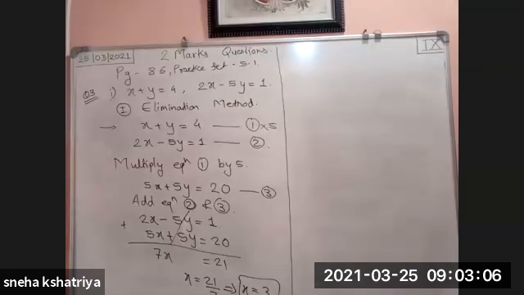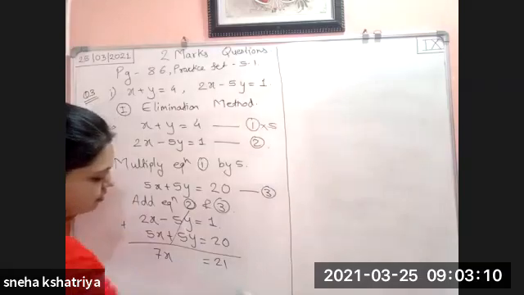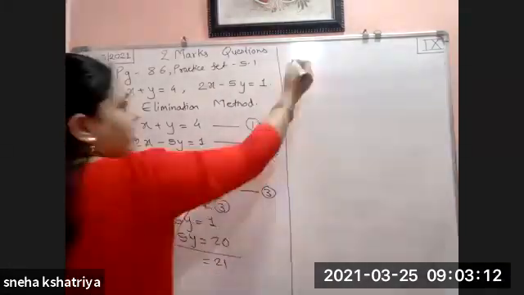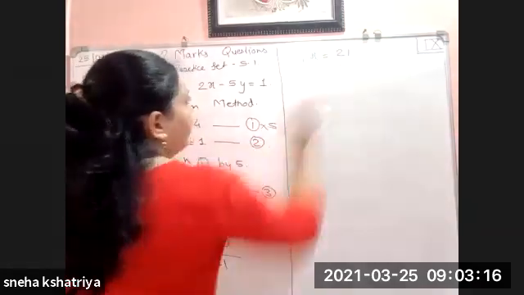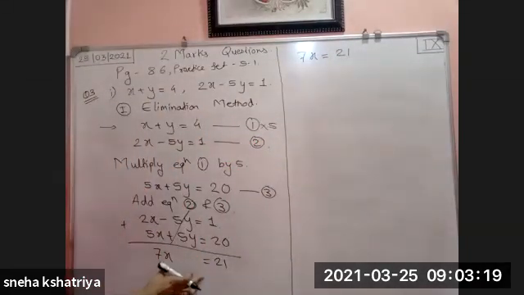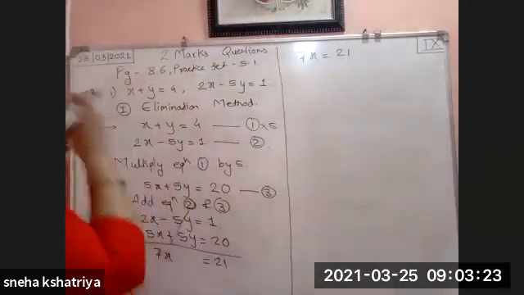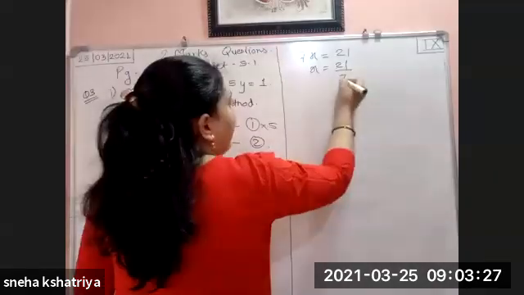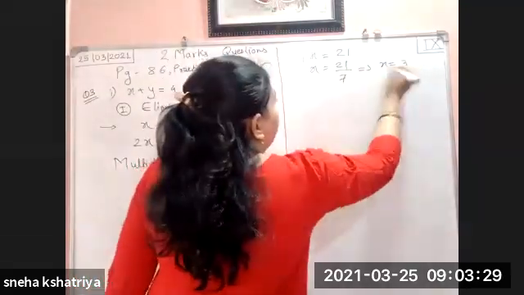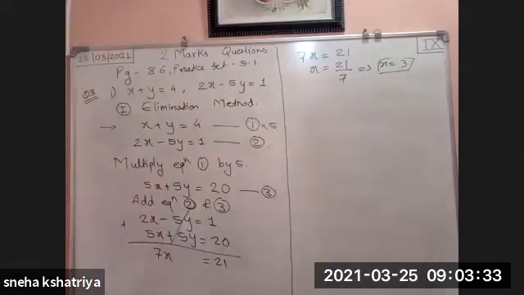Okay. I will write it down here. That is, we get 7x is equal to 21. Here we have finished that 7x is equal to 21. That only I have written here. Now we have found the value of x as 3. Right? Make a square box. x is equal to 3.